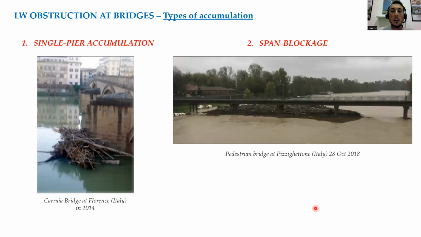On the opposite, we can have the span blockage accumulation. In this second case, the accumulation does not interact with only one pier, but with more than one pier. As reported in the picture, we have in this case the creation of a sort of carpet that is not evolving along the elevation of the bridge pier, but on the plan.